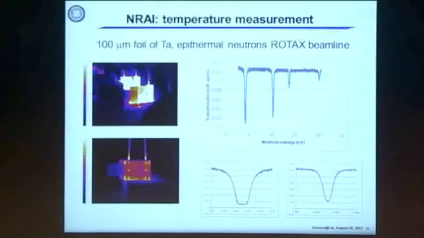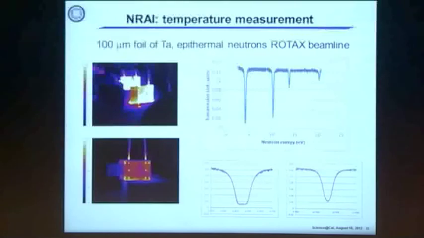And another thing we can do with this resonance absorption is we can measure temperature, again, non-destructively. So these are experiments I'll show you here. For a particular material, in that case tantalum, we get these very deep resonances, resonance absorption at certain energies. And these energies are unique for different isotopes.